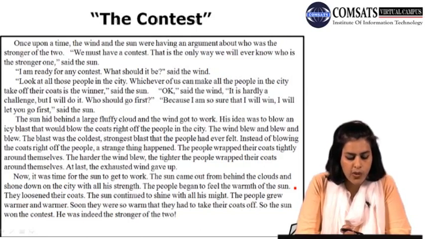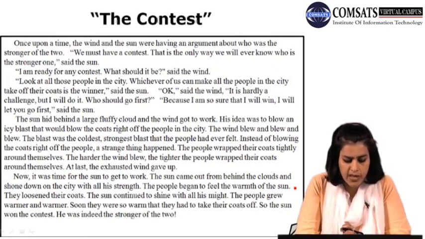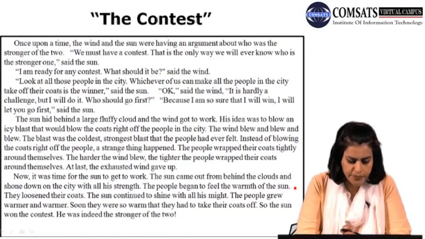His idea was to blow an icy blast that would blow the coats right off the people in the city. The wind blew and blew and blew, and the blast was the coldest, strongest blast that the people had ever felt. Instead of blowing the coats right off the people, a strange thing happened. The people wrapped their coats tightly around themselves. The harder the wind blew, the tighter the people wrapped their coats around them. At last, the exhausted wind gave up.